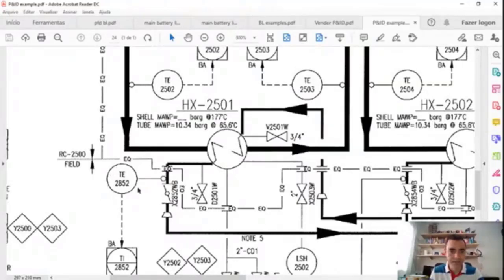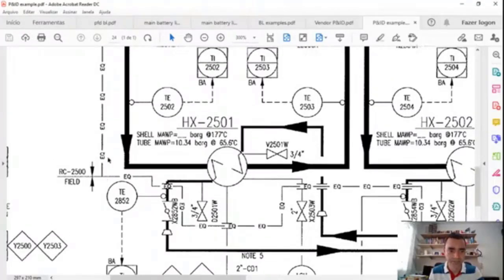This instrument here, this TE, that's temperature element, it is outside the EE key. So it means that the instrumentation engineer from my project, from my team, is responsible for buying this. If I don't buy this, it will not be delivered to the field, and if it's not delivered to the field, it cannot be installed, it cannot be commissioned, and I will not have a reference for the outlet temperature from the heat exchanger.